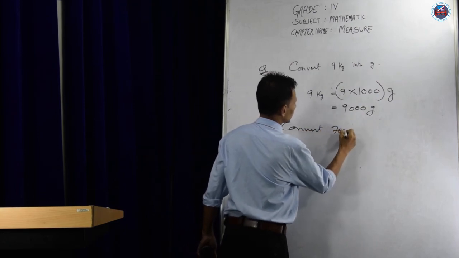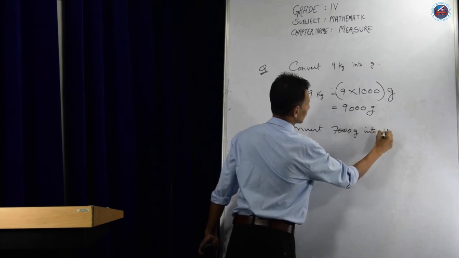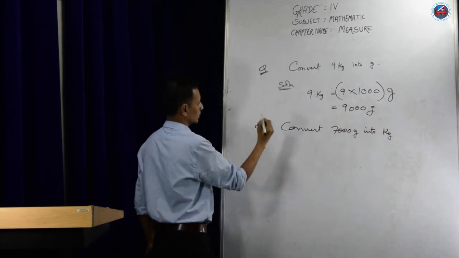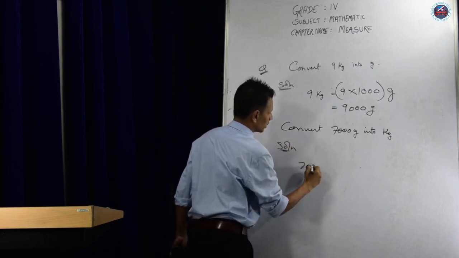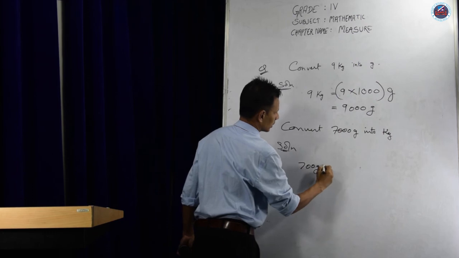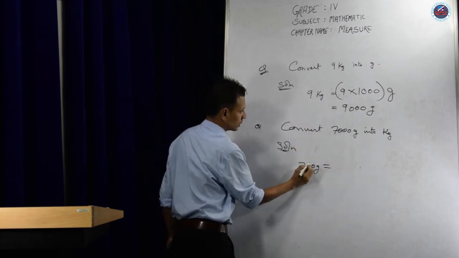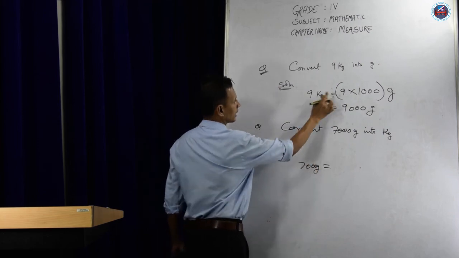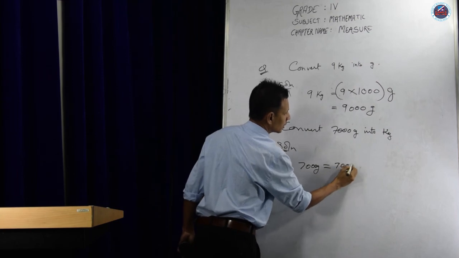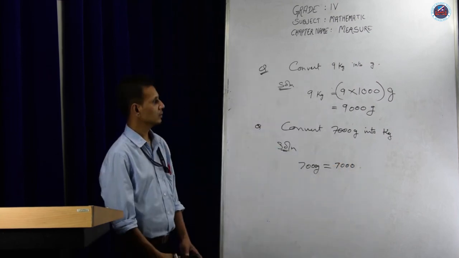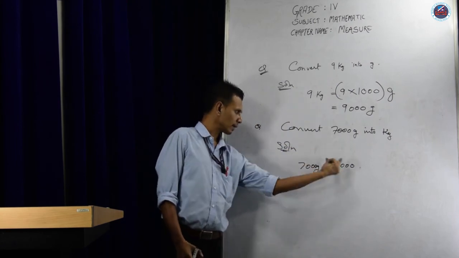Convert 7000 gram into kg. Solution. Bring 7000 here. I wrote 9 here, so I will write 7000 also here. Are you with me? Nothing yet, just the number I wrote here. Same, whatever number is there, I have to write.